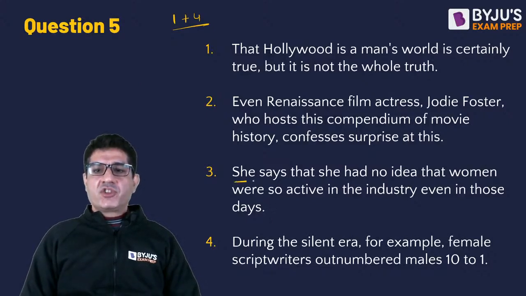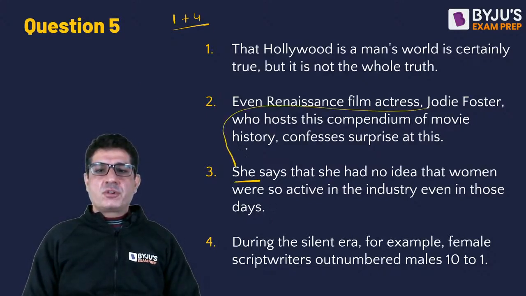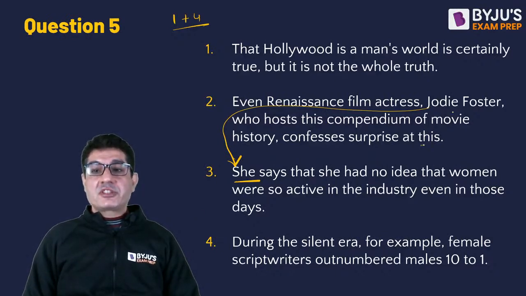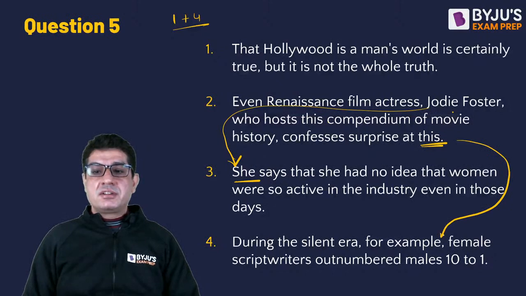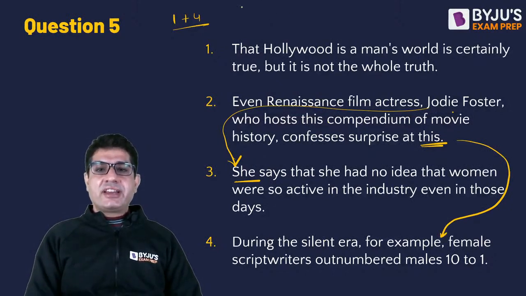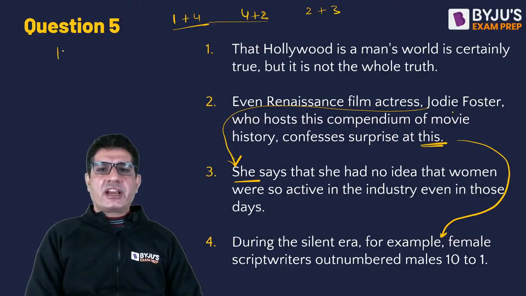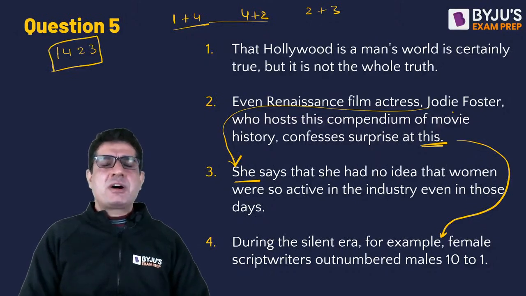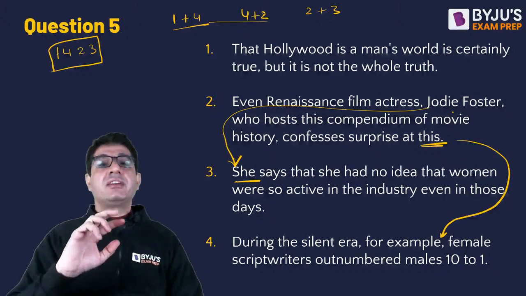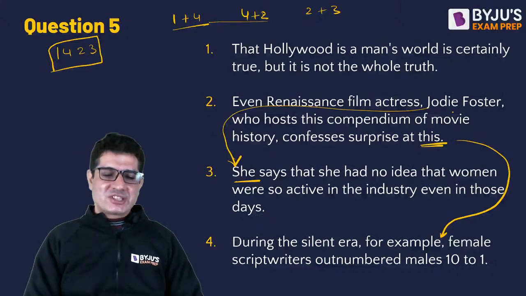Then this she is basically connecting it to Jodie Foster. Even this was surprised at this. This what? This ratio. So I need to have 4 plus 2. And this she refers to Jodie Foster. So I need to have 2 plus 3. Now if you combine all of these, you'll get 1, 4, 2 and 3. So it's all about spotting those clues and then solving these questions. So that's what we are after. Right?